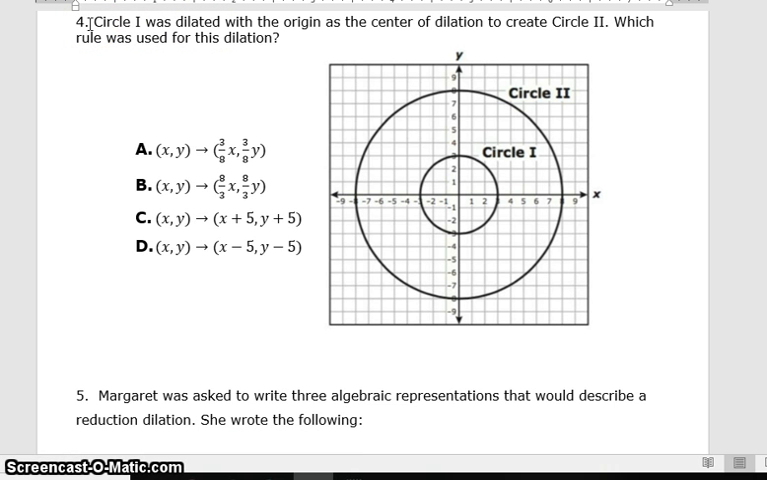Number 4. Circle 1 was dilated with the origin as the center of dilation to create circle 2. Which rule was used for this dilation? Circle 1 becomes circle 2. What is the rule for that dilation?